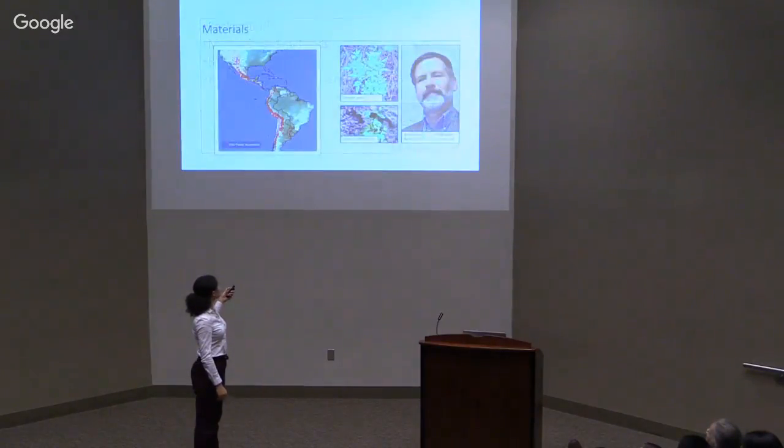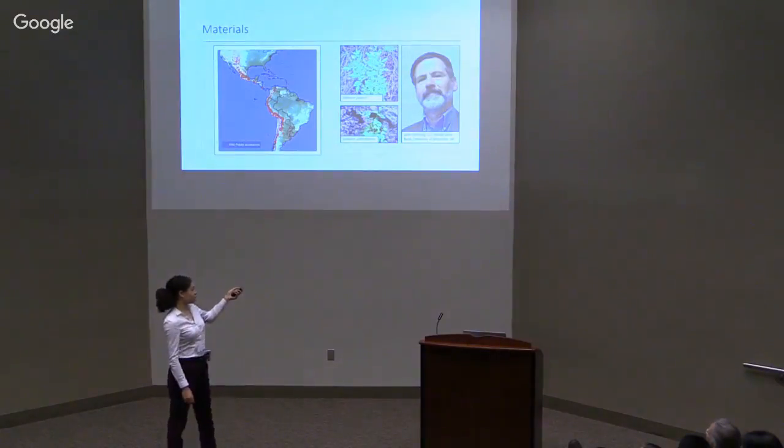Moving on to our materials and methods. For this project, we received 392 wild potato accessions from John Vandenberg of the U.S. Potato Gene Bank in Wisconsin. These wild potato accessions were collected from southern North America, Central America, and down through South America.